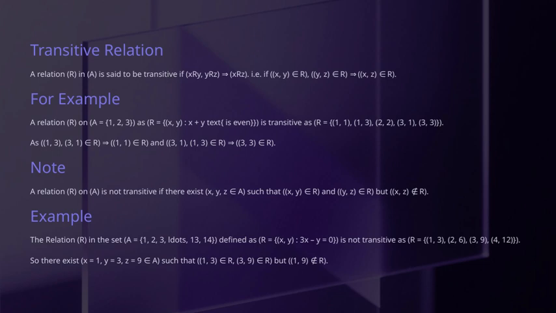To sum up, the key takeaway is that transitivity depends on this chain of relations holding true consistently. If it breaks at any point, meaning you have (x, y) and (y, z), but not (x, z), then the relation is not transitive. And that's an important concept to understand as we analyze different relations in set theory.